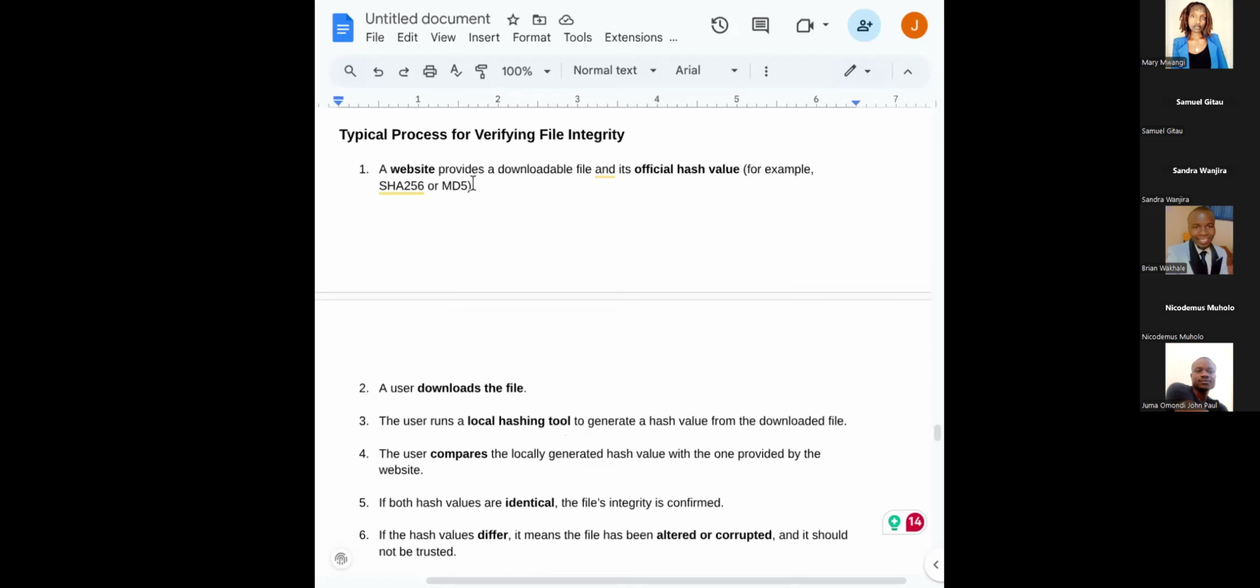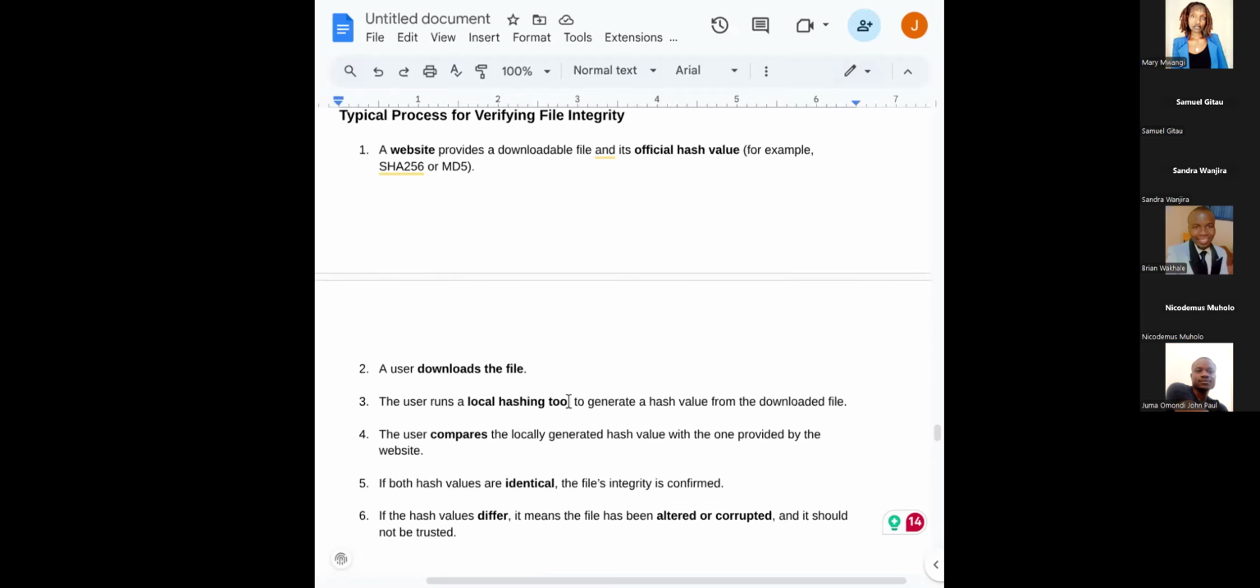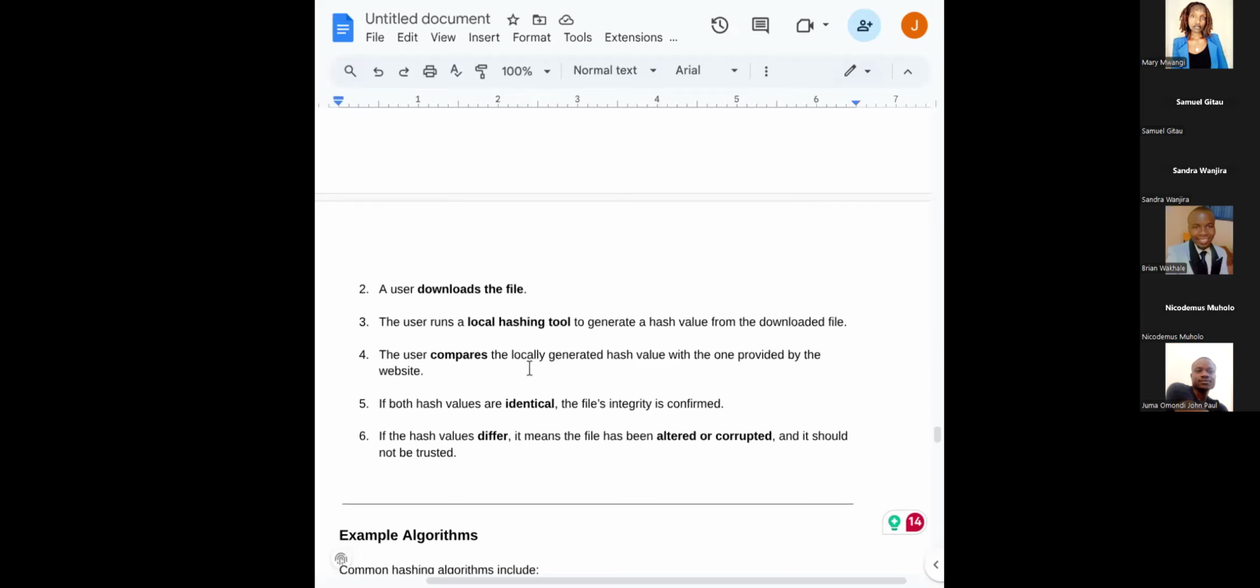So a website will provide you with a downloadable file and its official hash value. A user will download the file. After downloading the file, the user runs a local hashing tool to generate a hash value from the downloaded file. The user then compares the locally generated hash value with the one provided on the website. If both hash values are the same, then your file did not change. It was not altered. But if your hash values differ, if there's a difference between the two, then your file was altered, and it should not be trusted.